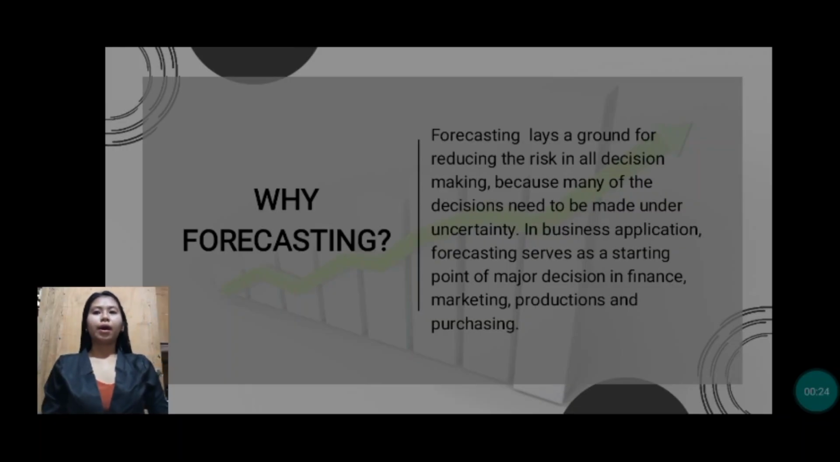So, ang ibig sabihin daw ay forecasting helps businesses make less risky decisions by guessing future demand or trends so they can plan budgets, marketing, productions, and purchases smarter instead of guessing blindly.